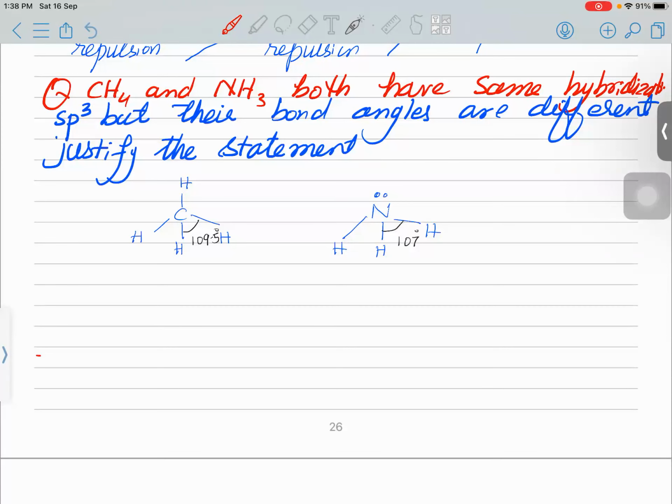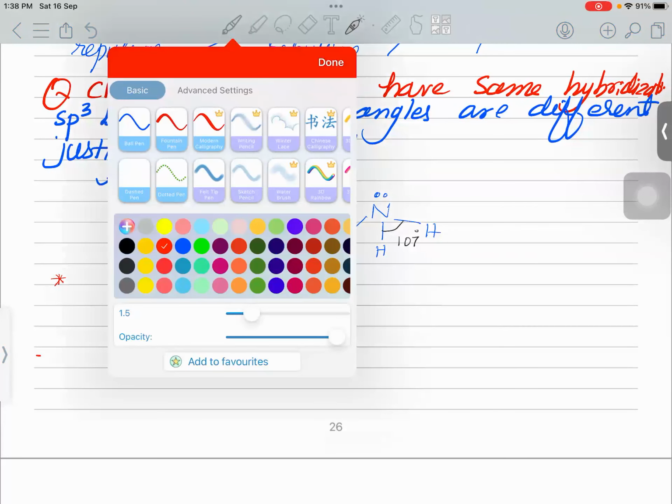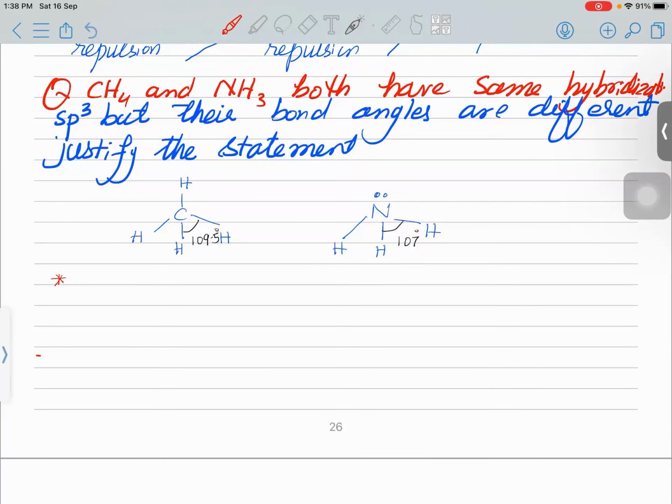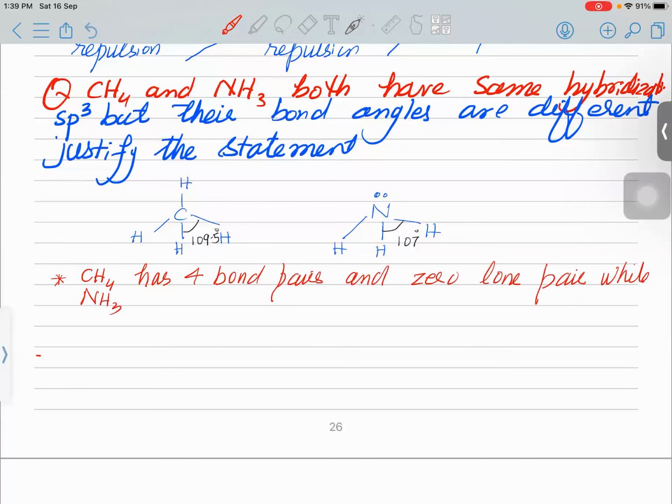Now, how many bond pairs and lone pairs in CH4? 4 bond pairs and 0 lone pairs. Very good. CH4 has 4 bond pairs and 0 lone pairs, while ammonia has 3 bond pairs and 1 lone pair.